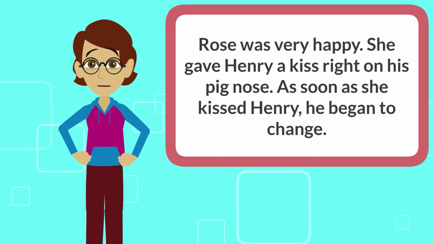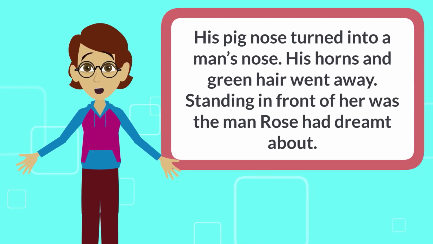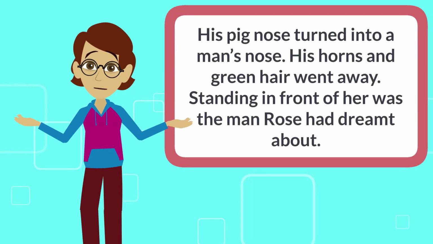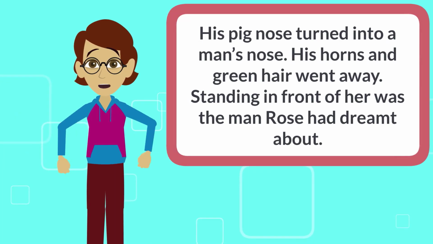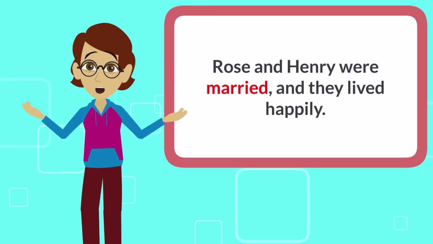As soon as she kissed Henry, he began to change. His pig nose turned into a man's nose. His horns and green hair went away. Standing in front of her was the man Rose had dreamt about. Rose and Henry were married, and they lived happily.